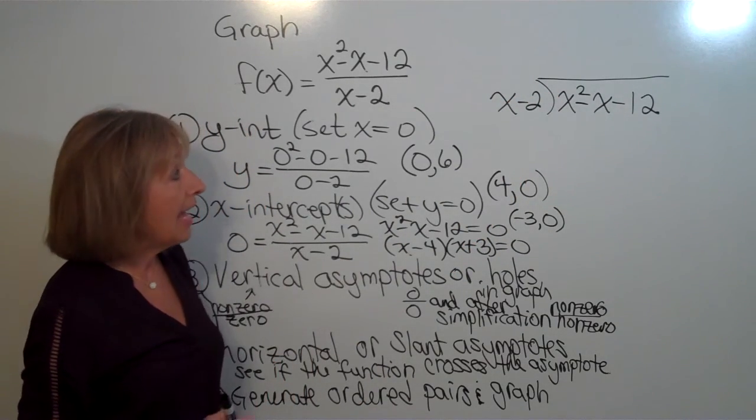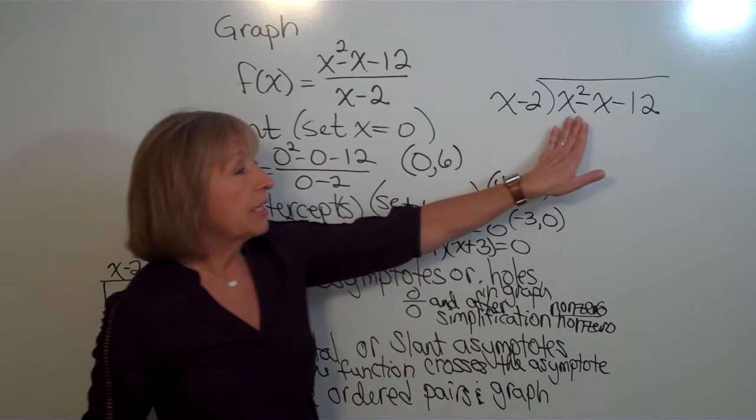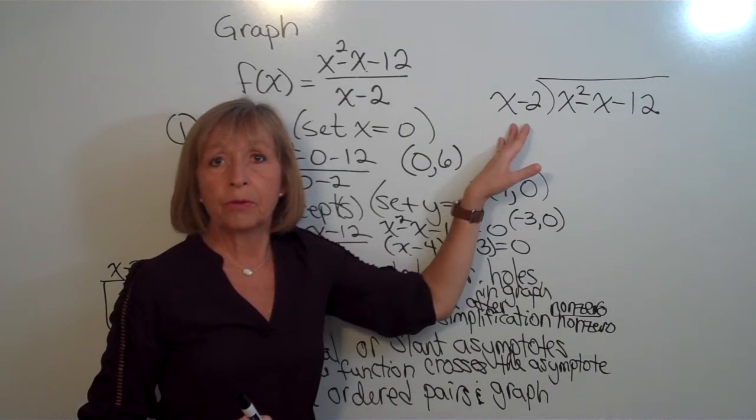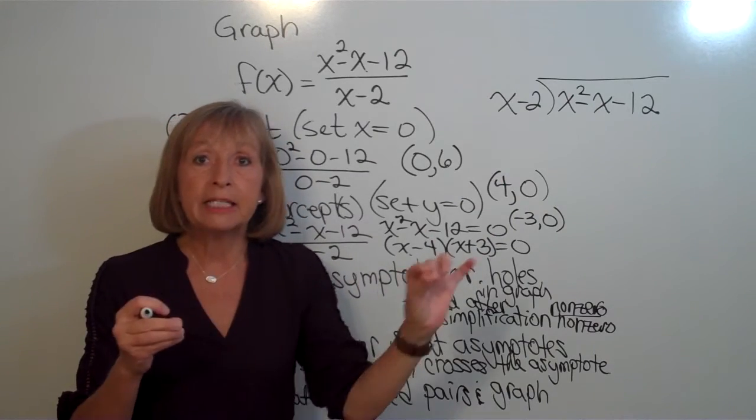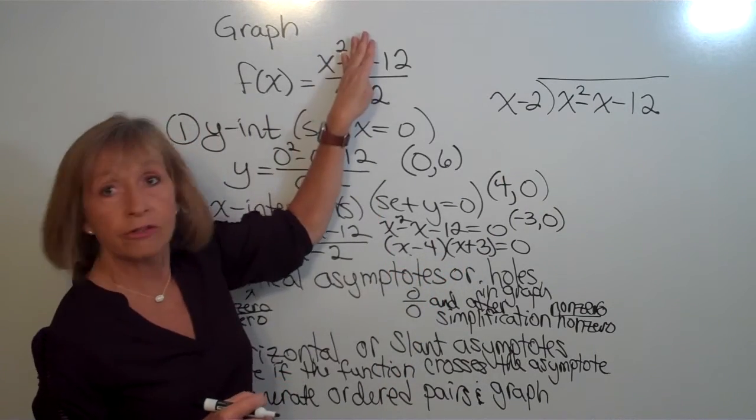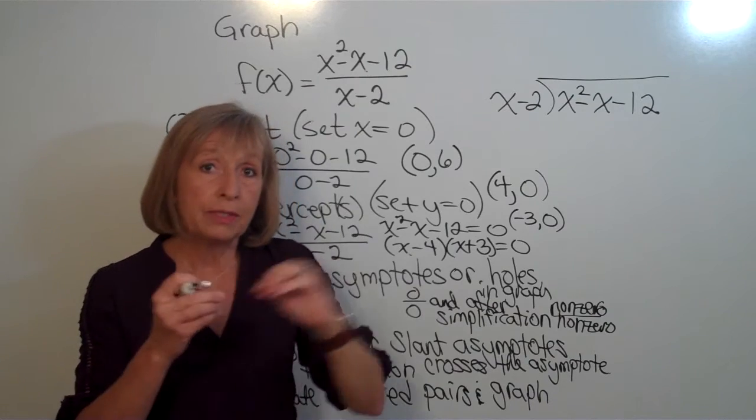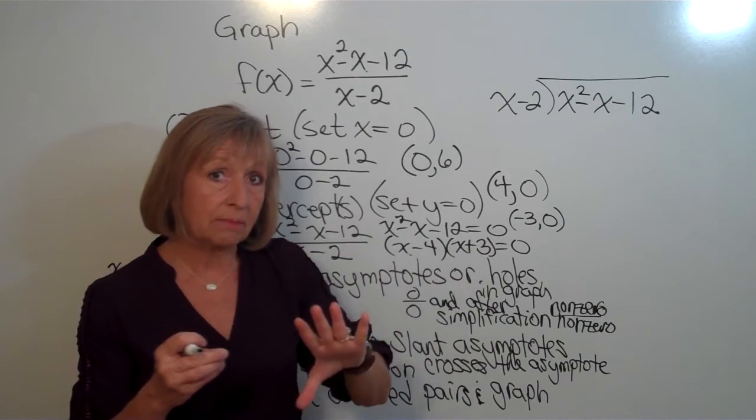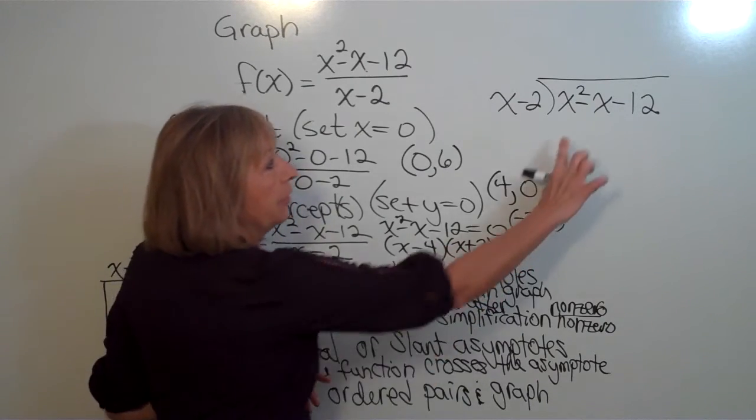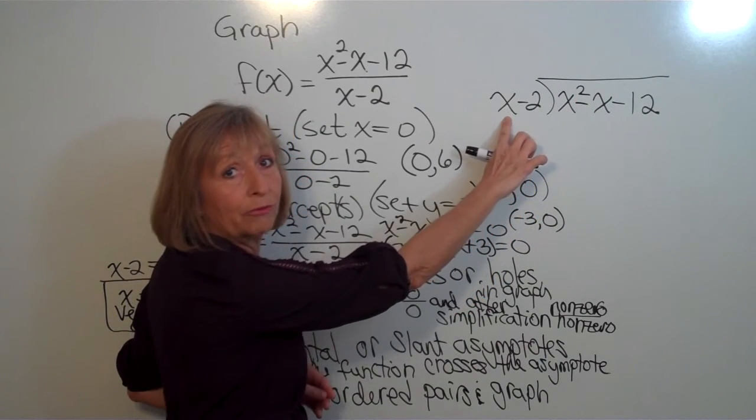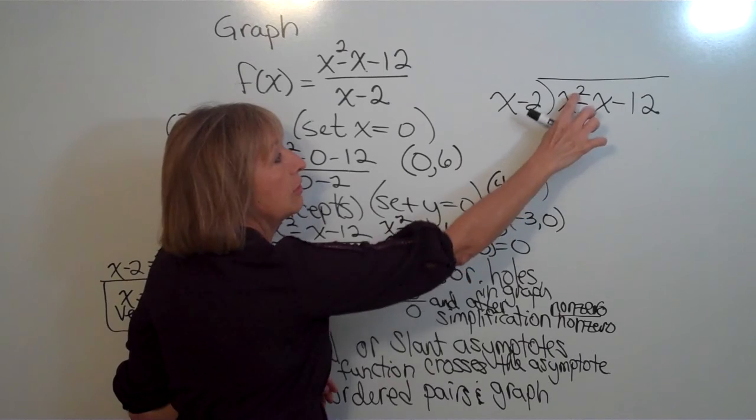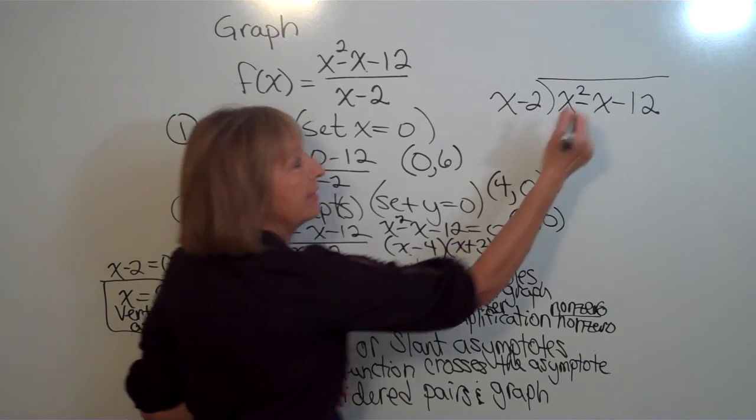Now when we divide this, you make sure that you're in descending order for both what you're dividing into and what you're dividing by. If you had skipped any terms, if there wasn't an x to the first term or something like that, you would need to move it over and leave a spot for it. And then you take the first term of what you're dividing into divided by the first term of what you're dividing by. So x squared divided by x is x.